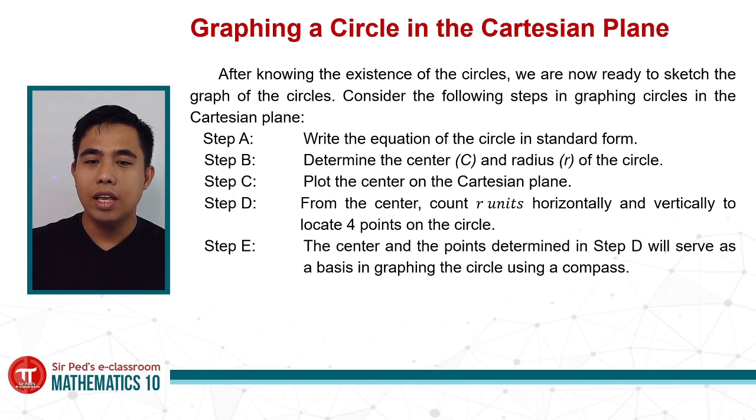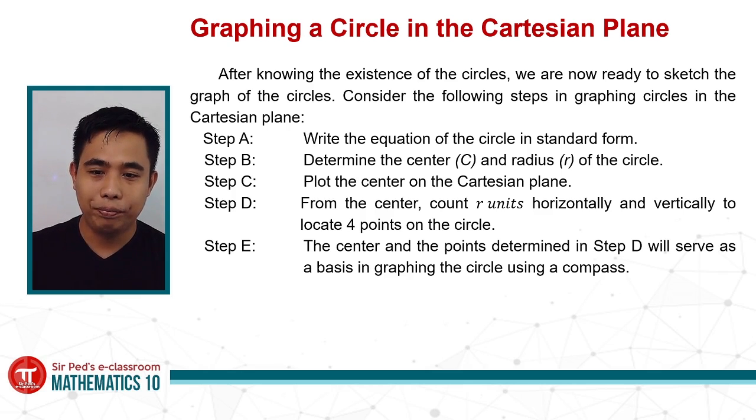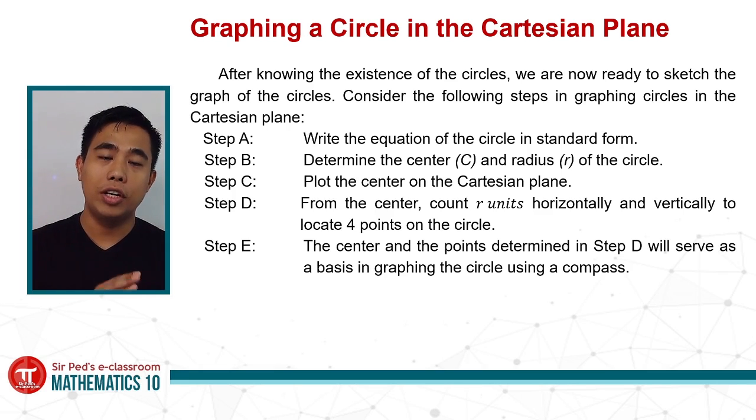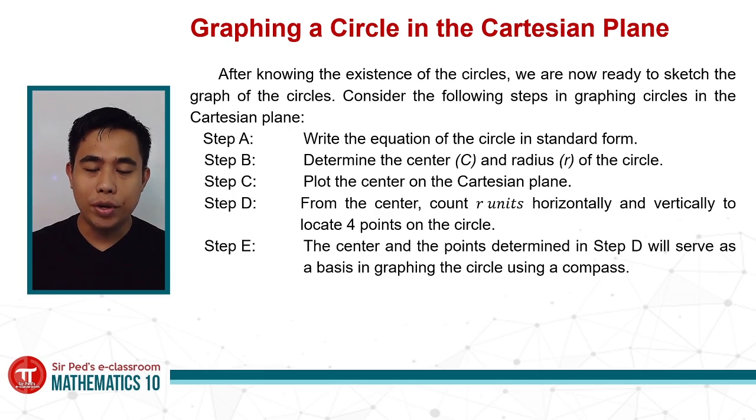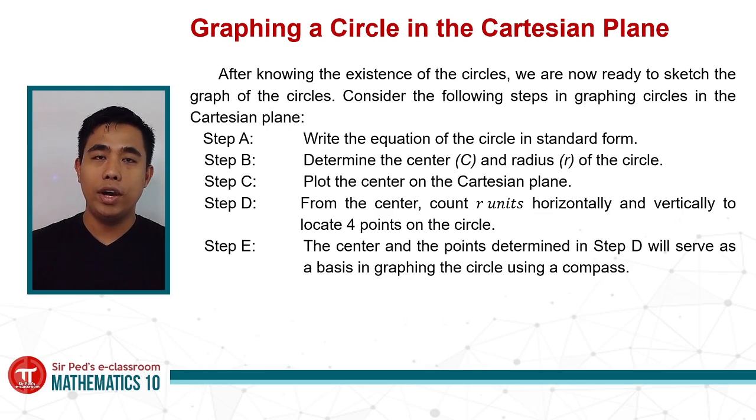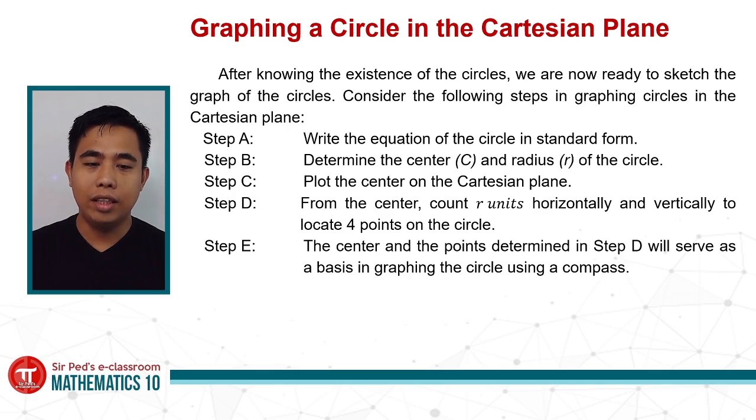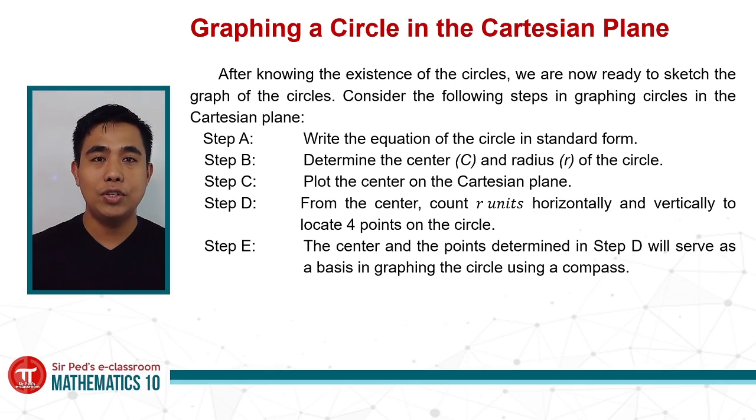So first step is write the equation of the circle in standard form. After that, determine the center and radius of the circle. After determining the center and radius, plot the center on the Cartesian plane. From the center, count r units horizontally and vertically to locate 4 points on the circle. Then the center and the points determined will serve as a basis in graphing the circle using a compass or your DIY compass.